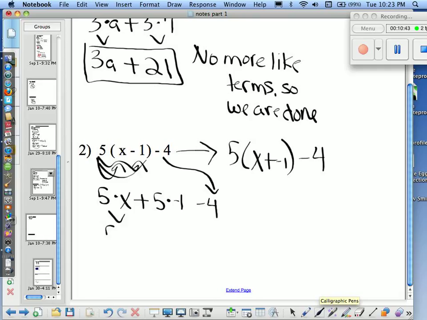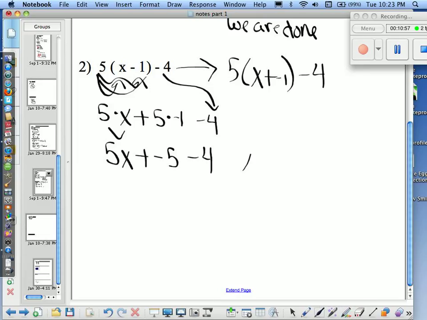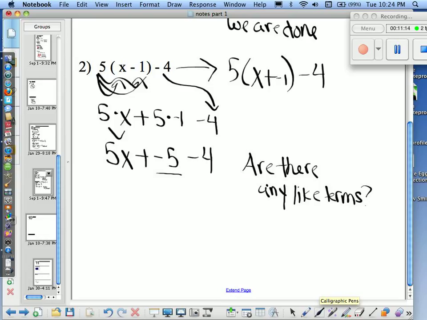So now we need to simplify. So we simplified. Now we've got to ask ourselves, are there any like terms? Are there any like terms? Like term and like term. And now there are no more like terms, so we're done.